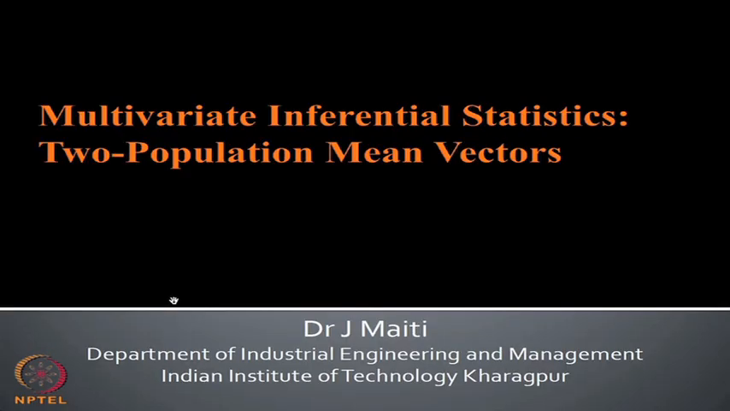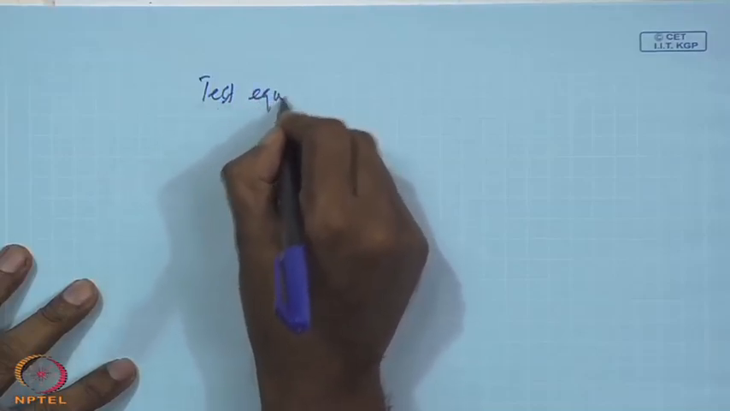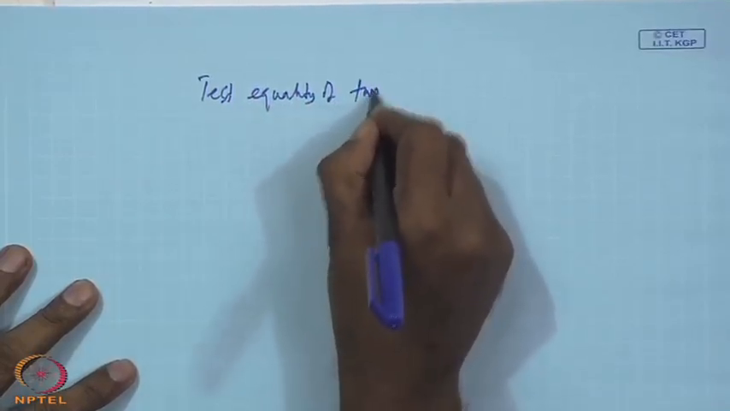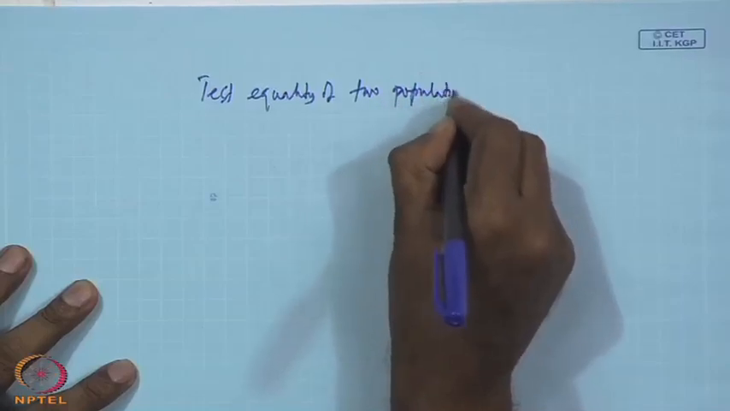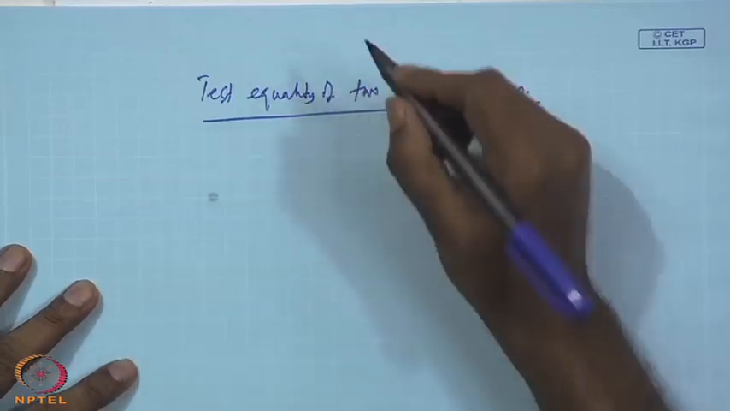Now, what will happen if you go for the difference in two population means? Getting me? How do you proceed? You have done it in the univariate case, yes or no? We say that we want to test the equality of two population means. I think you please remember your univariate case.